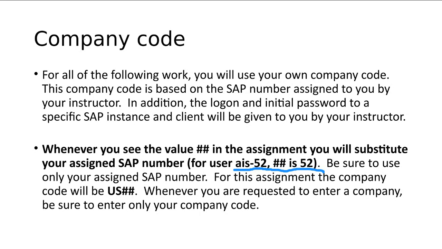For example, if you have username AIS-52, then your own company code will be US52. Whenever you see this pound in the instruction package, replace it with your own numerical value, 52. So US52, or DL52 for ledger account. DL52 will be for your Dallas plant. Anytime you see the pound, replace it with your own company code. That's the first common mistake I see lots of students not pay attention to in the beginning, and they got an error message later.